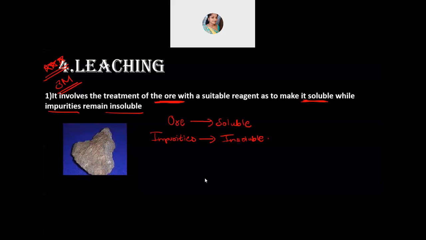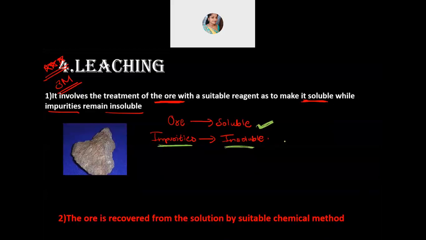It may not be applicable for everything. You have to find out which ore is soluble in that particular chemical compound. So one suitable reagent which matches has to be taken. I hope this is understood. The ore which you are taking should form a soluble compound, and the impurities present should be insoluble. That process comes under the leaching process. Then you can recover that ore from that.